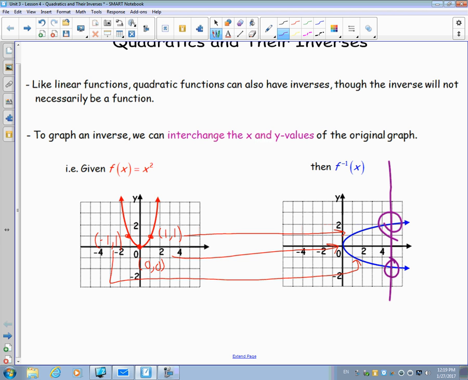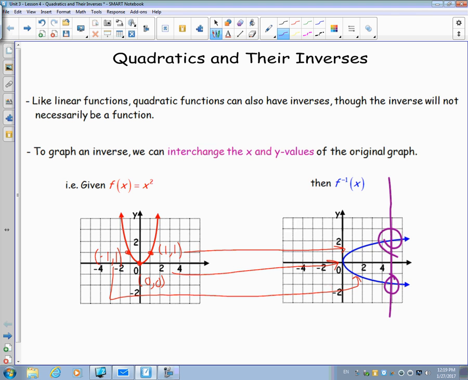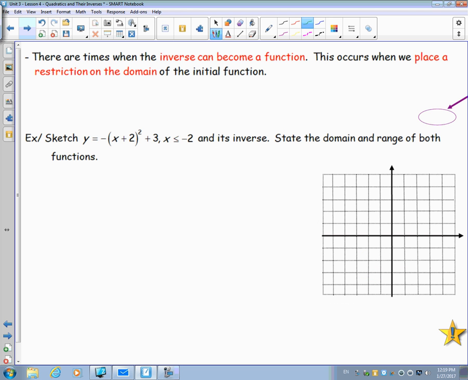So we need to figure out how we can create a function out of this. And the way we're going to do that is we're going to place a restriction on our original function. A restriction means we want to only have part of the original. So if we go back to the picture for a second, if we were to take this initial quadratic, but only part of it, let's say we took just this half. Well, when I draw the inverse, I would only have half of the new function. Well, if I only have half, it passes my vertical line test, and I have a function again. Okay, so we call this a restriction, creating part of a graph.